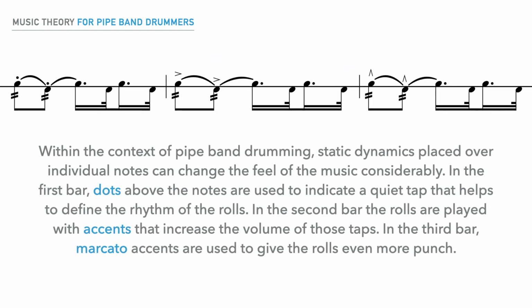Within the context of pipe band drumming, static dynamics placed over individual notes can change the feel of the music considerably. In the first bar, dots above the notes are used to indicate a quiet tap that helps to define the rhythm of the rolls. In the second bar, the rolls are played with accents that increase the volume of those taps. In the third bar, marcato accents are used to give the rolls even more punch.